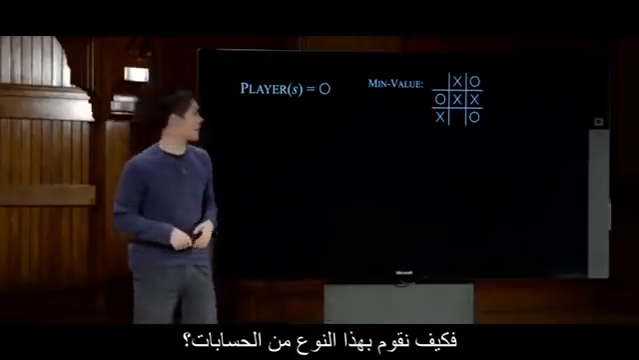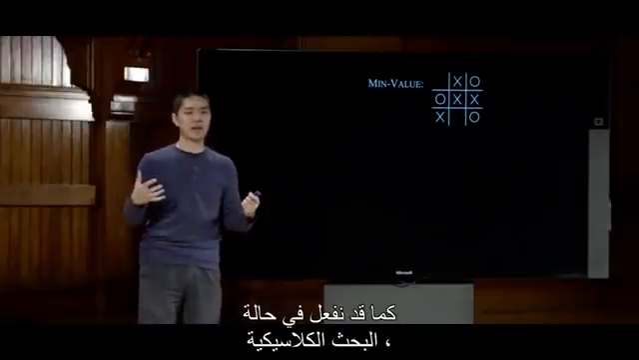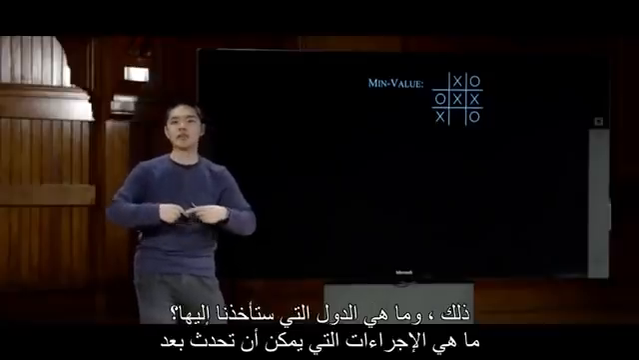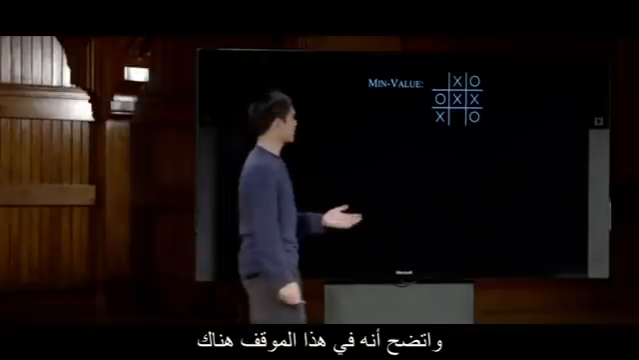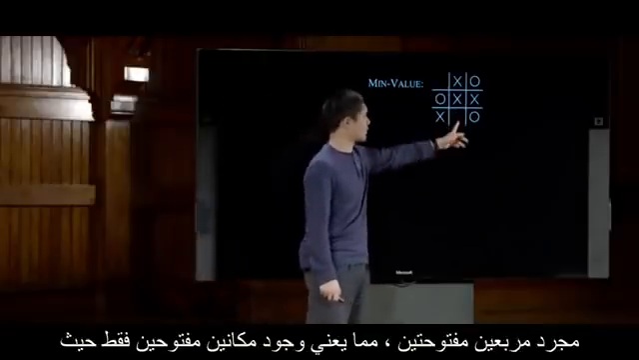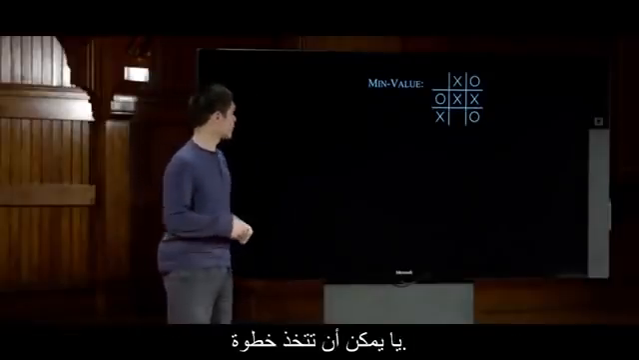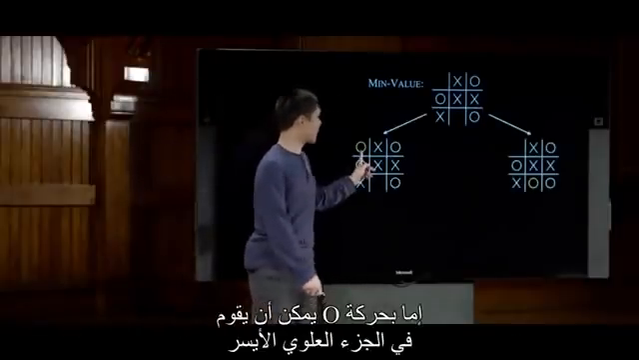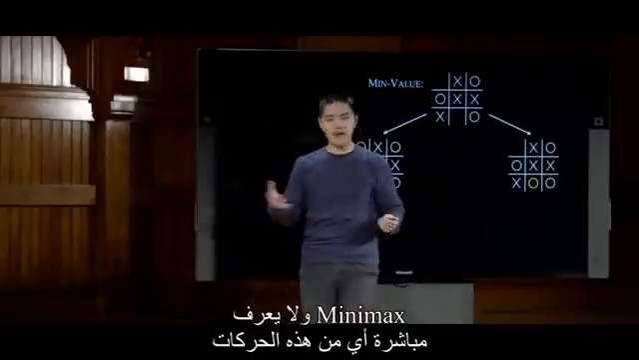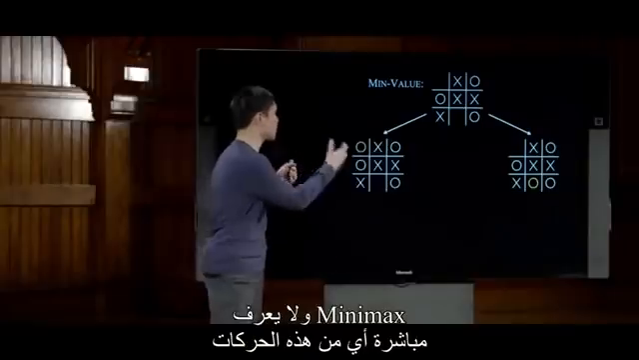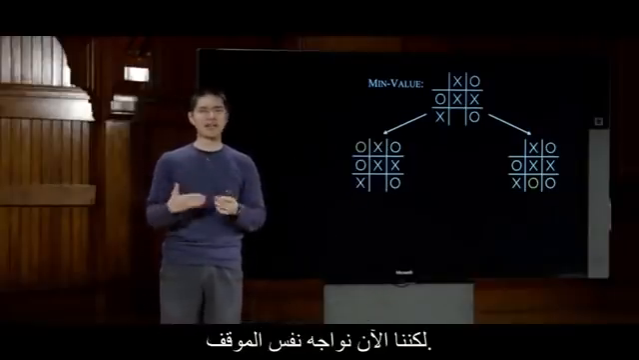And so how do we do that kind of calculation? Well, in order to do so, we're going to consider, just as we might in a classical search situation, what actions could happen next, and what states will that take us to. And it turns out that in this position, there are only 2 open squares, which means there are only 2 open places where O can make a move. O could either make a move in the upper left, or O could make a move in the bottom middle. And Minimax doesn't know right out of the box which of those moves is going to be better, so it's going to consider both.